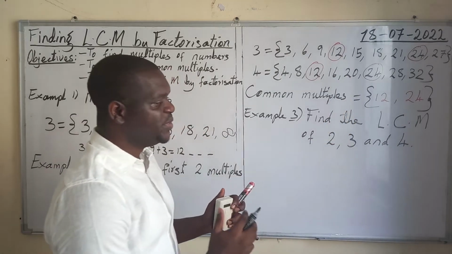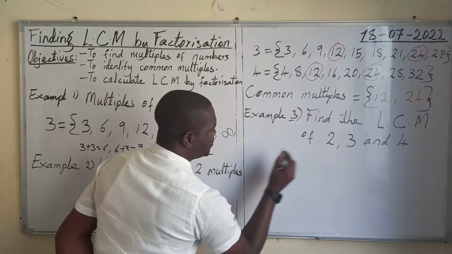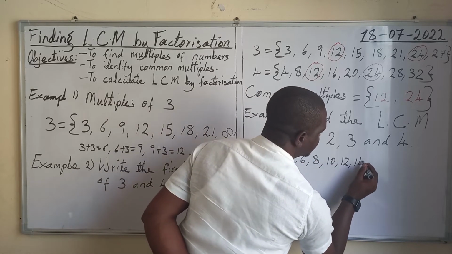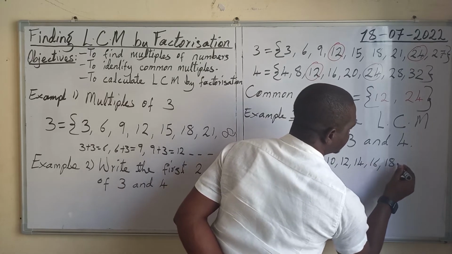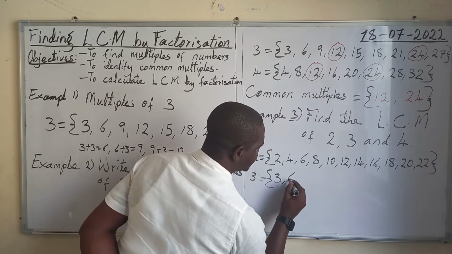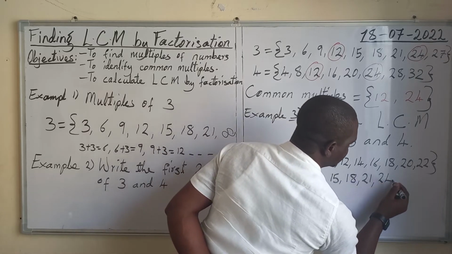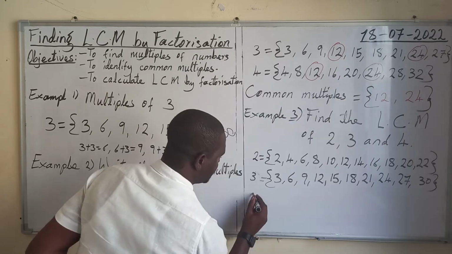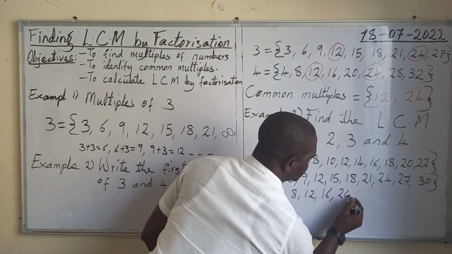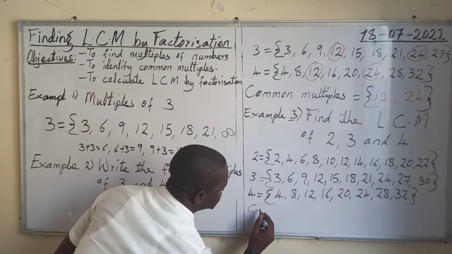This is where we are going to have it a little bit tricky, so follow up so that you don't get confused. Multiples of 2: 2, 4, 6, 8, 10, 12, 14, 16, 18, 20, 22. We can end here. Multiples of 3: 3, 6, 9, 12, 15, 18, 21, 24, 27, 30. Multiples of 4: 4, 8, 12, 16, 20, 24, 28, 32. We can end here.